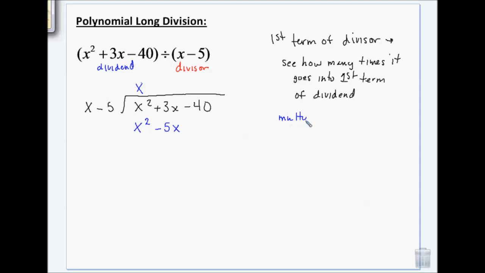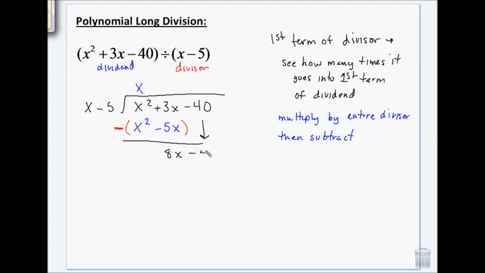So you multiply that. Right, so I multiplied x times x minus 5. And then you subtract. Just like the steps are the same as regular long division, it's just with weird letters and stuff, right? So if I subtract this whole thing, this becomes negative and this becomes positive. So x squared minus x squared is 0. 3x plus 5x is 8x. And then I'm going to bring down my minus 40.